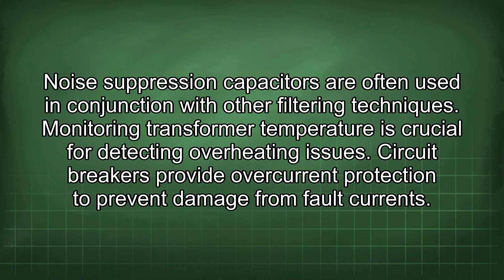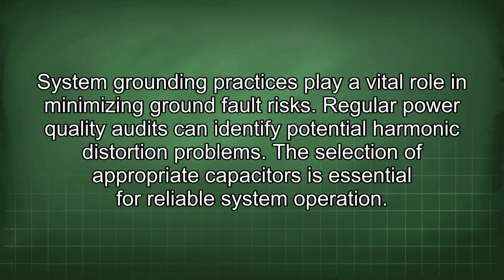Monitoring transformer temperature is crucial for detecting overheating issues. Circuit breakers provide overcurrent protection to prevent damage from fault currents. System grounding practices play a vital role in minimizing ground fault risks. Regular power quality audits can identify potential harmonic distortion problems.